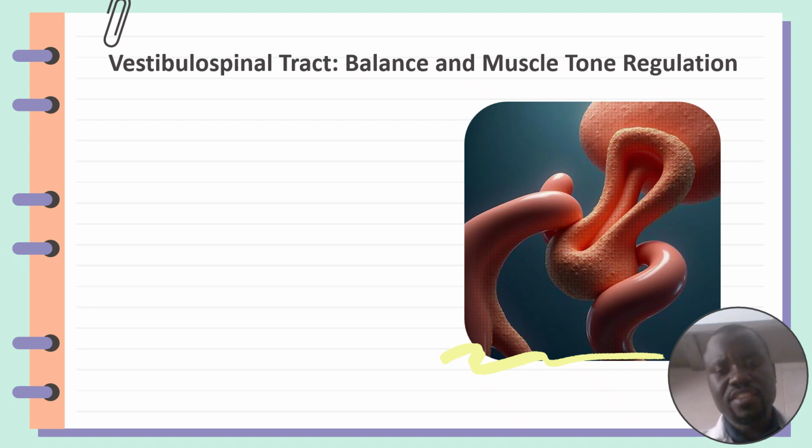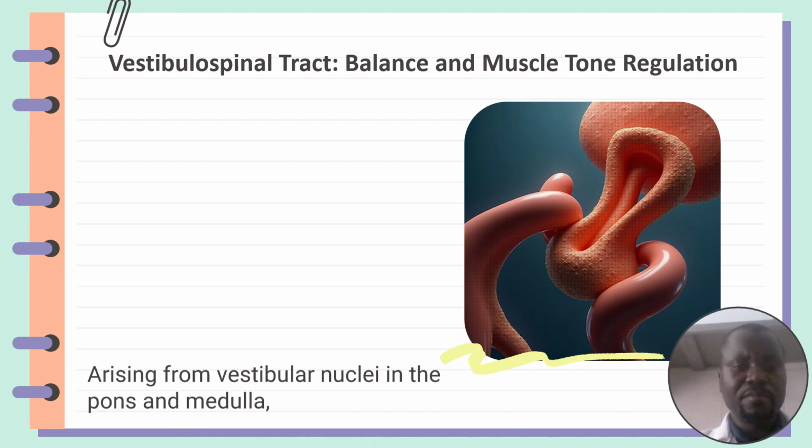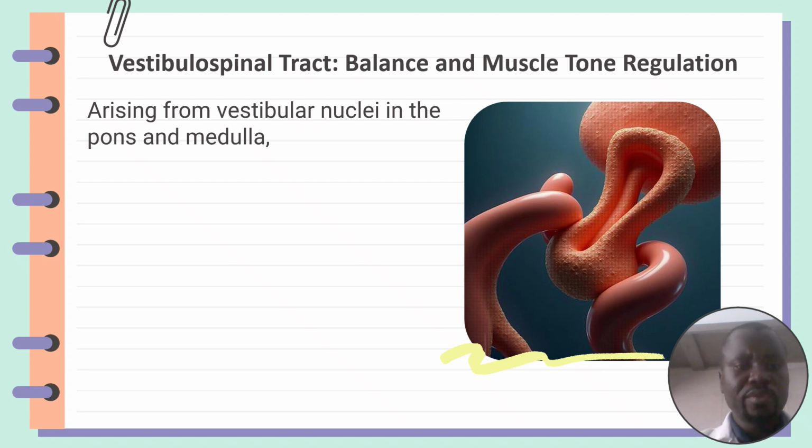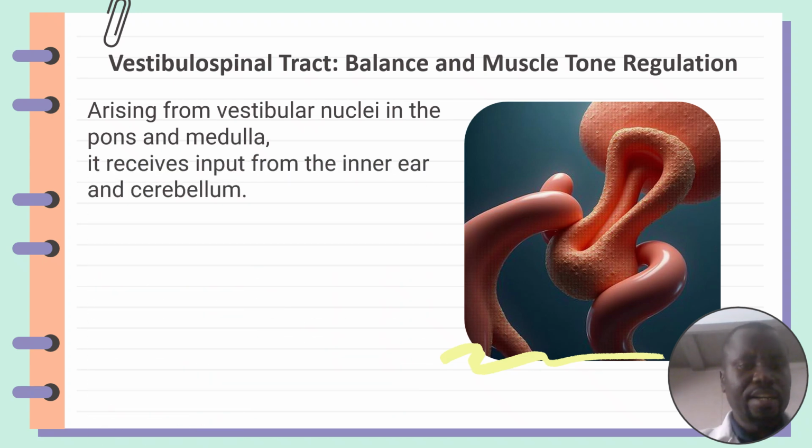You can see in the illustration here, there is something that looks like the ear, and so we are talking about control of posture and balance, and also the fact that the middle ear is involved in control of balance. So the vestibulospinal tract is involved in muscle tone regulation and balance. It arises from the vestibular nucleus in the pons and the medulla, and receives input from the inner ear and the cerebellum. That is why you notice some ear infections actually affect balance, because the ear is involved in balance control through the semicircular canals.